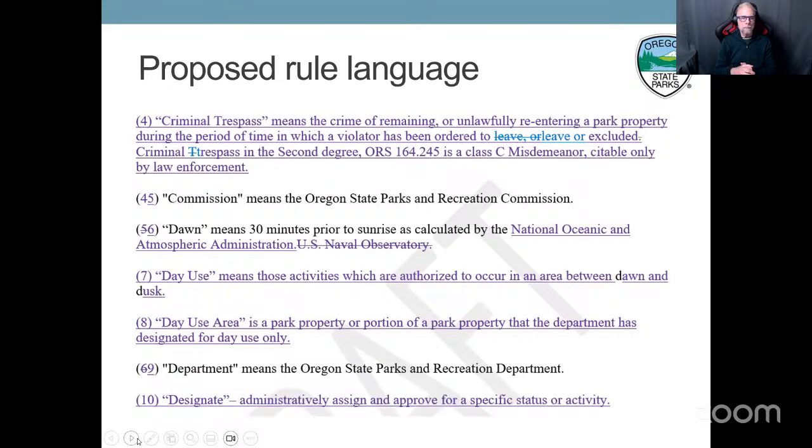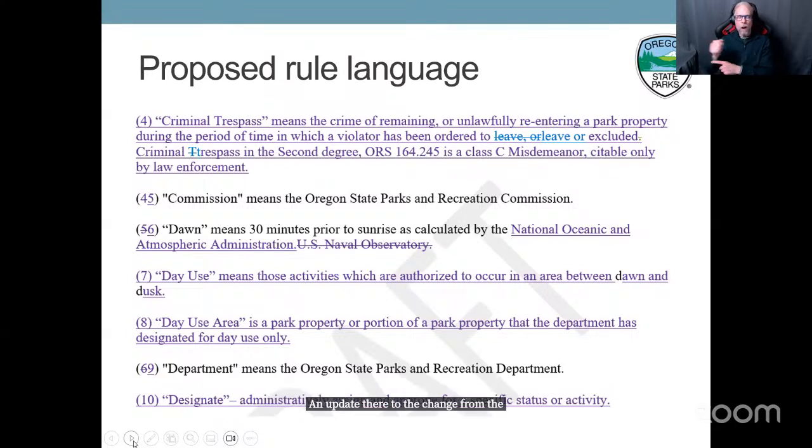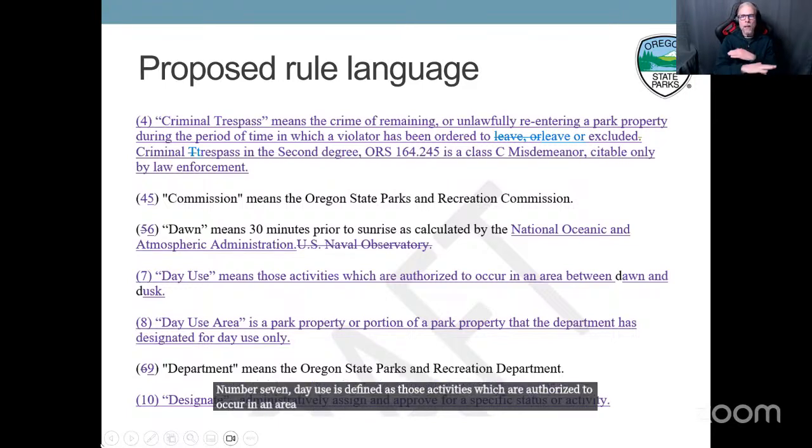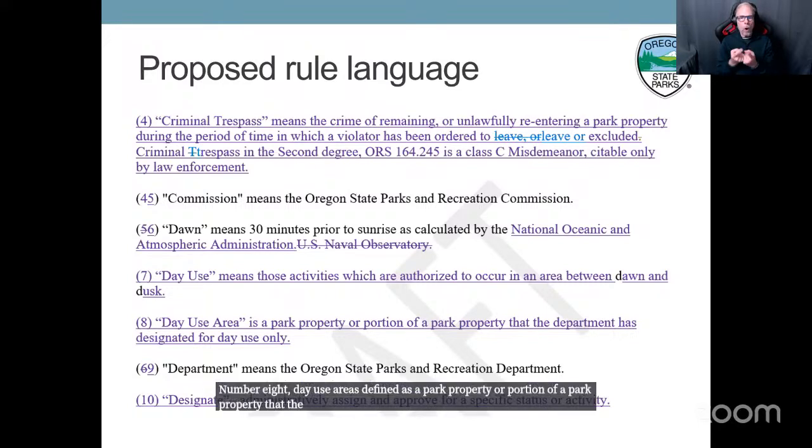Let's skip down to number 6, where we define dawn means 30 minutes prior to sunrise as calculated by the National Oceanic and Atmospheric Administration. An update there to the change from the U.S. Naval Observatory. Number 7, day use is defined as those activities which are authorized to occur in an area between dawn and dusk. Number 8, day use area is defined as a park property or portion of a park property that the department has designated for day use only.